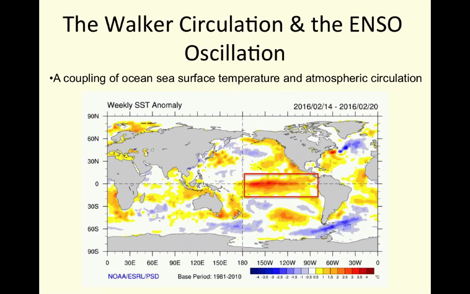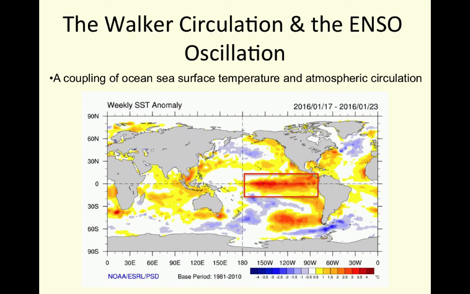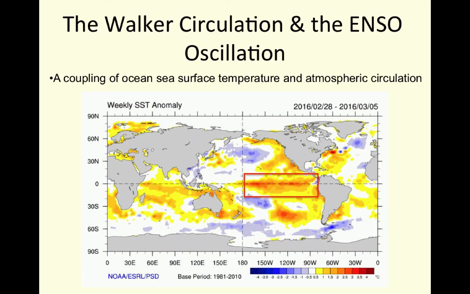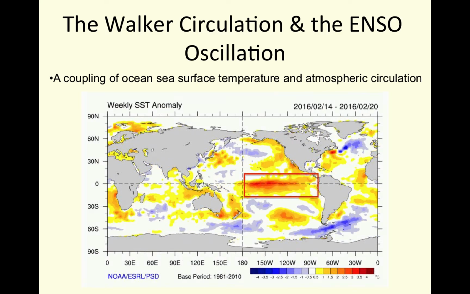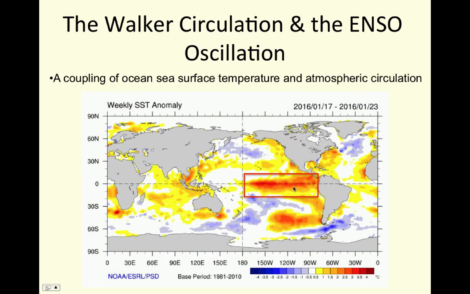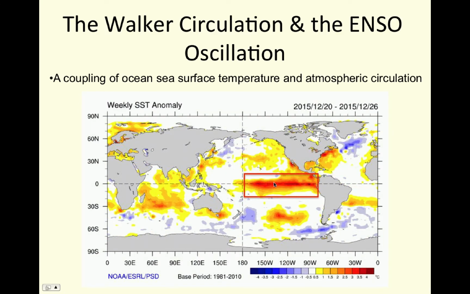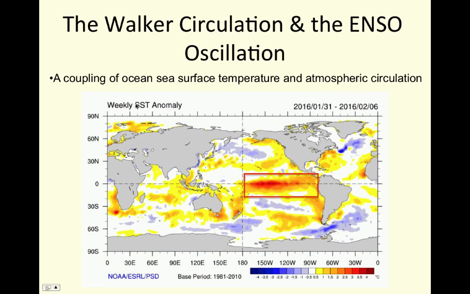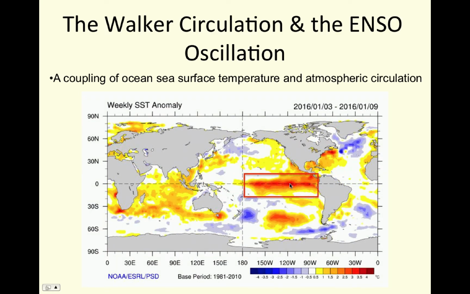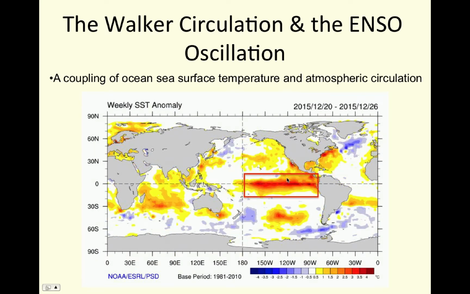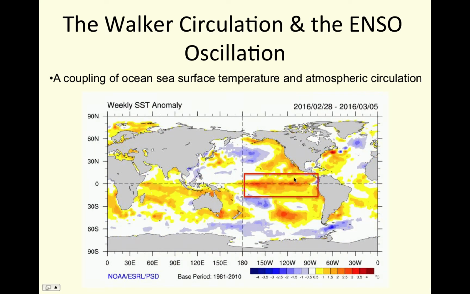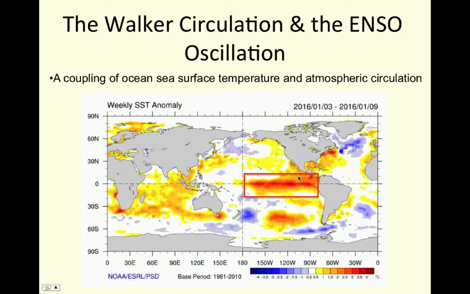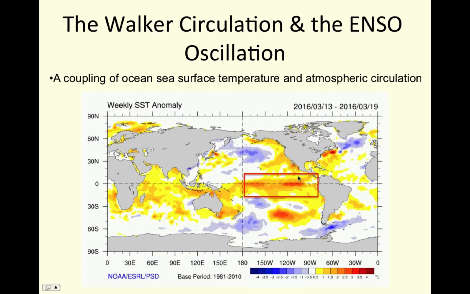The Walker circulation and the ENSO oscillation. This is basically a coupling of ocean sea surface temperatures, again in the equatorial Pacific, to the atmospheric circulation that surrounds that. Here we're looking at the last El Nino that spun up in 2016, and we're seeing anomalously warm water in the eastern Pacific. This is an anomaly chart looking at sea surface temperature anomaly, so they're not looking at the absolute temperature, they're just looking at how much warmer it is than usual, and you can see this is an El Nino event, which the signature, one of the signatures, is warmer waters in the eastern Pacific and the central Pacific than normal.